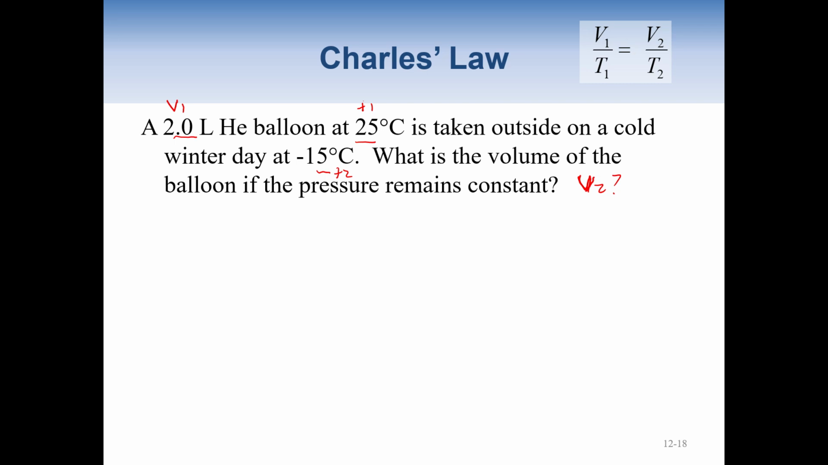So how do you convert them to Kelvin? If you look at your chemistry aid sheet, you can see Kelvin is the degrees Celsius plus 273. So before we put these in, we have to add the 273. So 25 plus 273 is 298. And negative 15 plus 273 is 258.